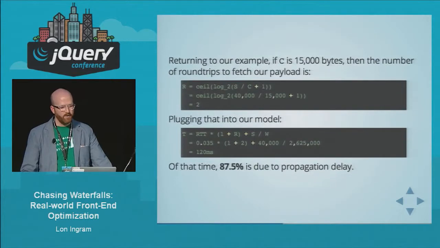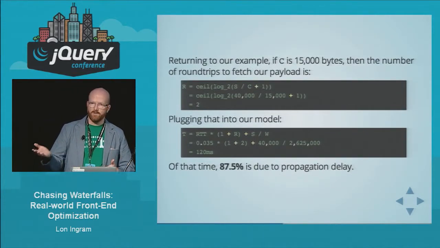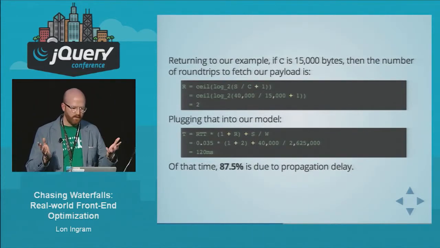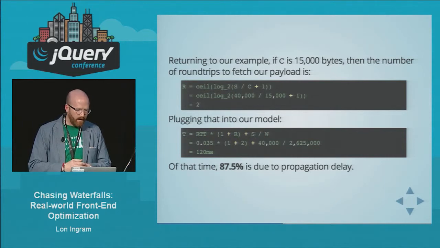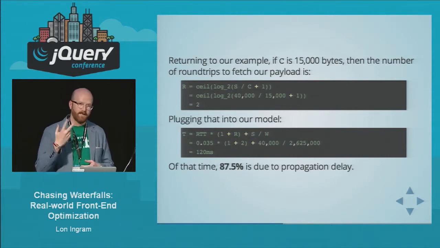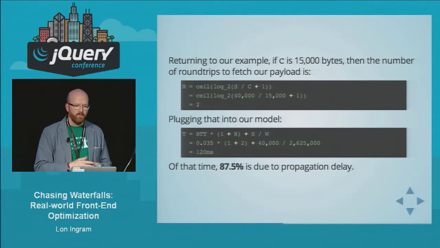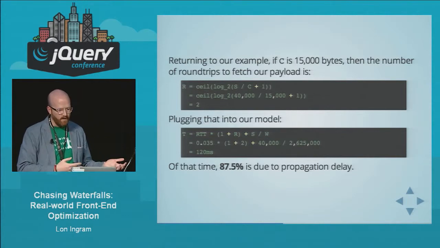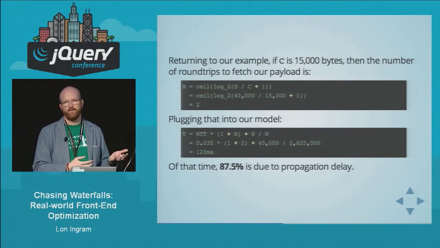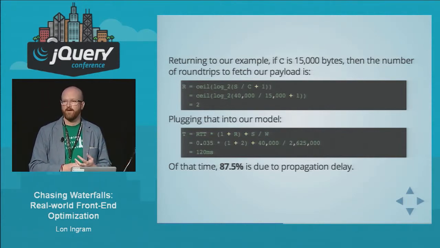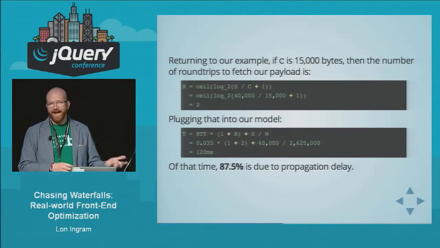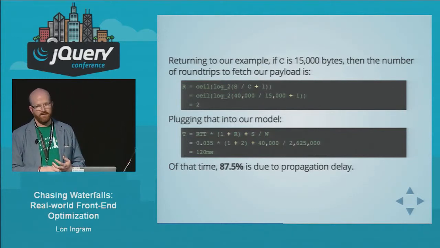So let's take a look at our example again. Let's set C to 15 kilobytes, which is fairly normal. If we do this, then we can figure out that it's going to take 2 round trips to fetch our payload instead of the 1 that we were thinking it was going to take. If we put all that back into our model, we end up with 120 milliseconds to fetch a 40 kilobyte file. And 87.5% of that time is because of latency.